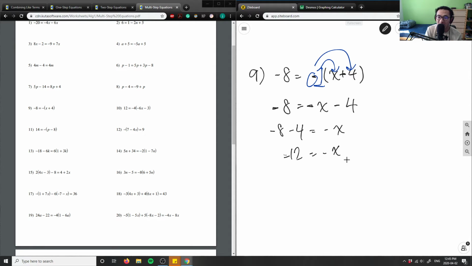Which means if I'm doing minus 4, I'm going to have to add 4 to this side. Which means this here is negative 8 plus 4, which is negative 4 in this case. Sorry, I wrote the question wrong.